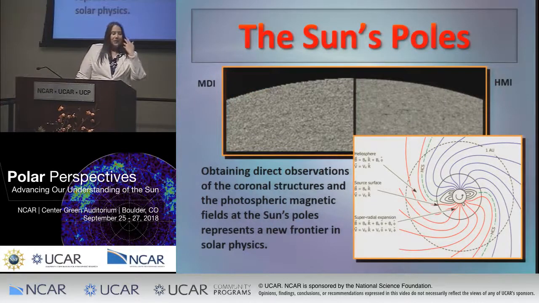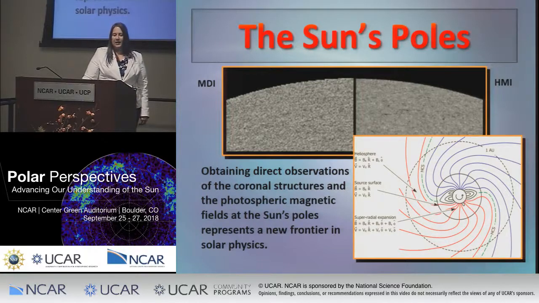Obtaining direct observations of the coronal structures and the photospheric magnetic fields at the sun's poles represents a new frontier in solar physics. From a polar, overhead view, we'll be able to view the seat of the Parker spiral and the interactions of the co-rotating interaction regions. Previous magnetic observations have been strictly from the line of sight position.